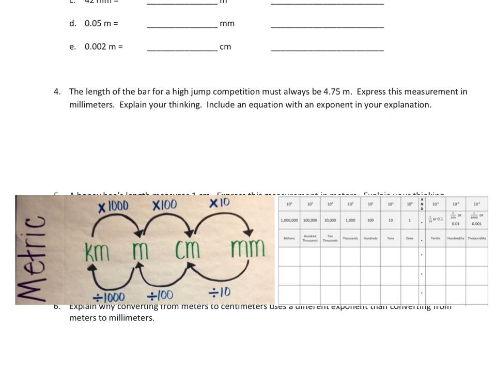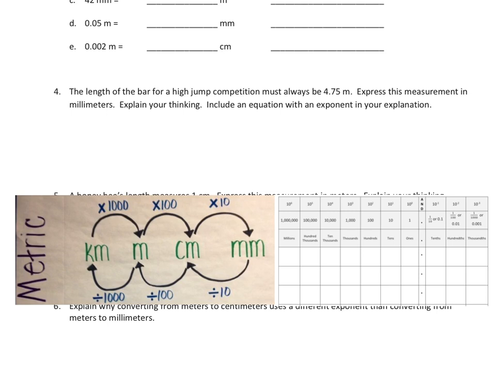We're going to read it first and then go back and analyze it. The length of a bar for a high jump competition must always be 4 and 75 hundredths meters. Express this measurement in millimeters. Explain your thinking. Include an equation with an exponent in your explanation. So we got a lot of things that we have to include to answer this question.